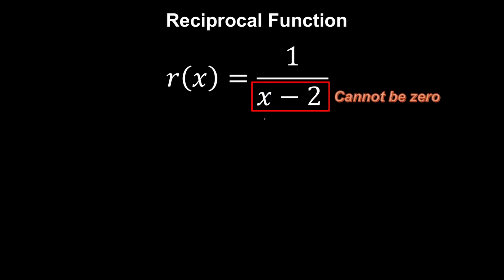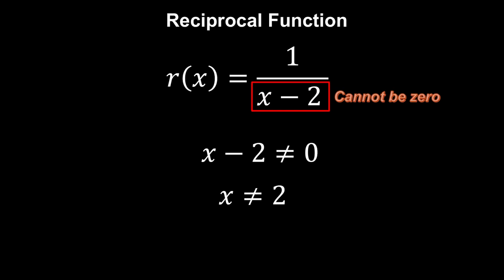So I'm curious about what value of x will give me 0 here. Let us try it out. We say that x minus 2 cannot be 0. So let me move the minus 2 to the right hand side, and it becomes plus 2. And we find out that x cannot be 2. So we know that this function is not valid when x is equal to 2.